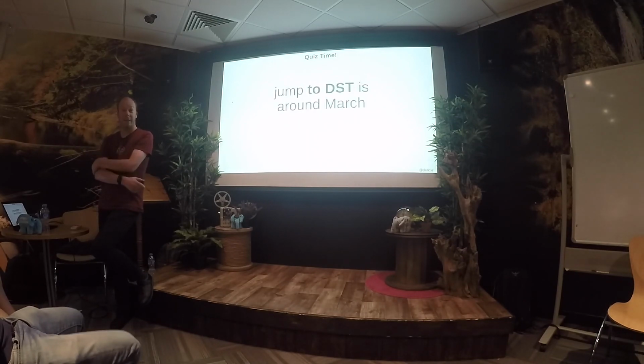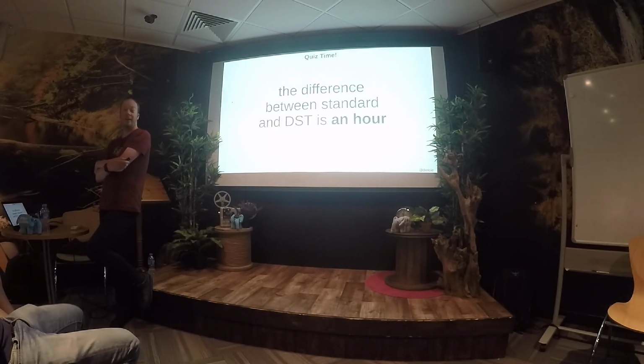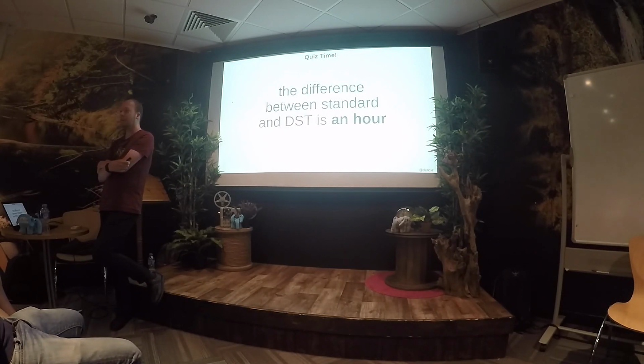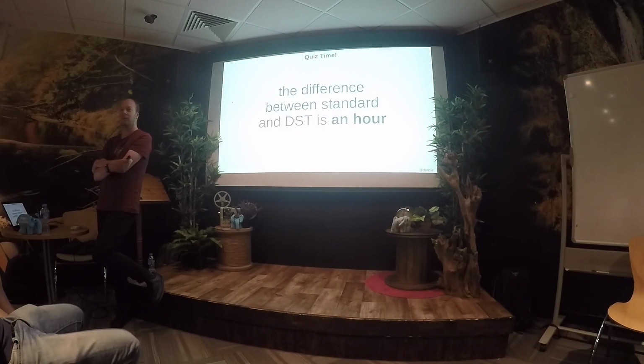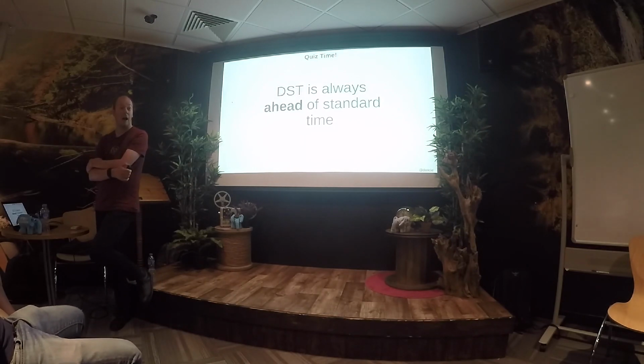So the jump to daylight savings time is in March. It's not in Australia, right? It's the other way around, Southern Hemisphere. Always tricky. The difference between standard and daylight savings time is an hour. Who thinks that's right? Who has a counterexample then? Because there's one. There's an area in New Zealand that only jumps half an hour forwards and back. Because why not?